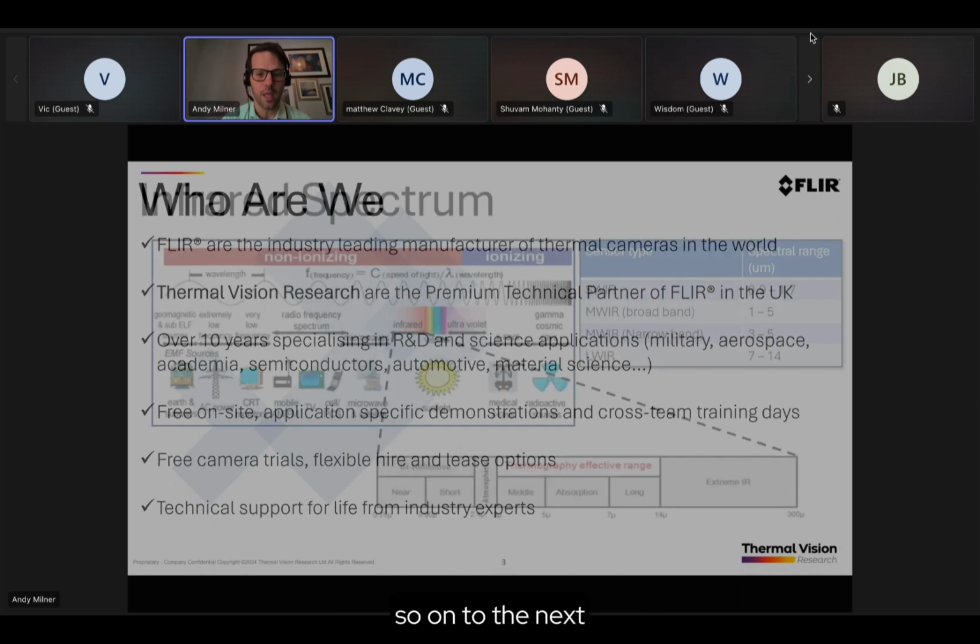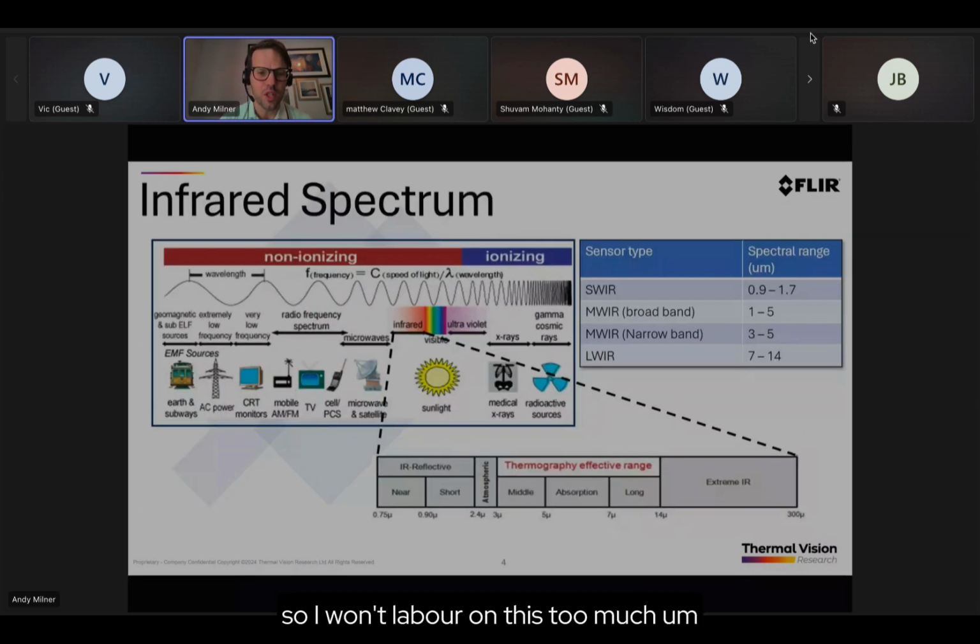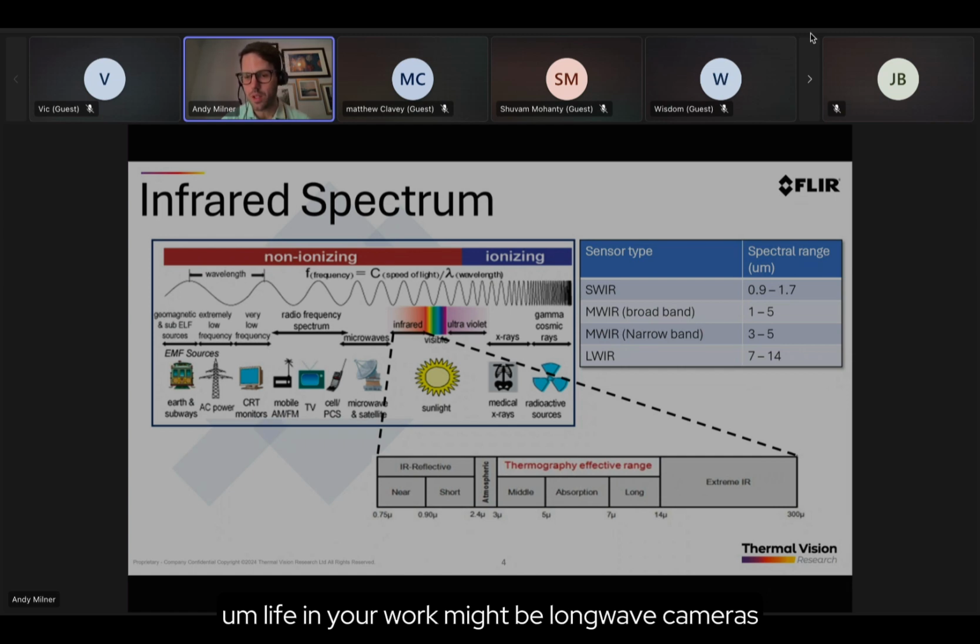Anyway, on to the next. I won't labour on this too much. You've probably all seen this, remember it from school, but it's just to show where the cameras operate in the infrared spectrum. Most cameras that you would come across in day-to-day life in your work might be long-wave cameras. These use microbolometer technology, and they're in the 7 to 14 micron range. But the cooled cameras that Matthew briefly showed operate in the mid-wave, with a few exceptions. There's a lot more contrast in there if you look at the Planck curve, so they can be much more sensitive. And there is also shortwave infrared, which is for very specific applications.